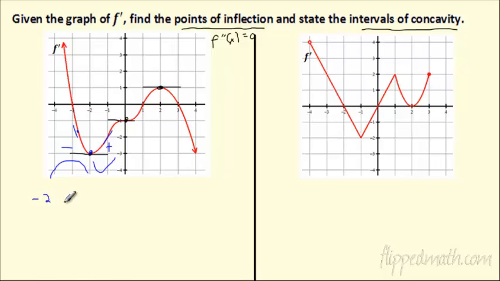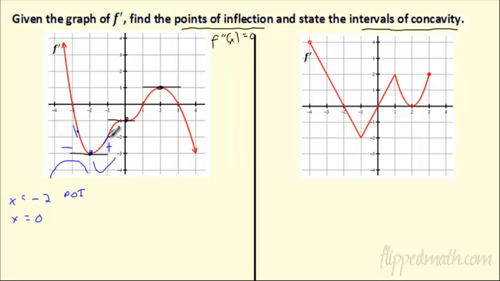And in fact, that's where my concavity changes, so how am I going to write this? Let's do -2 is a point of inflection. So when x is -2, we got a point of inflection. Is 0 a point of inflection? So you can write down, this is a possible case. Is that a point of inflection?